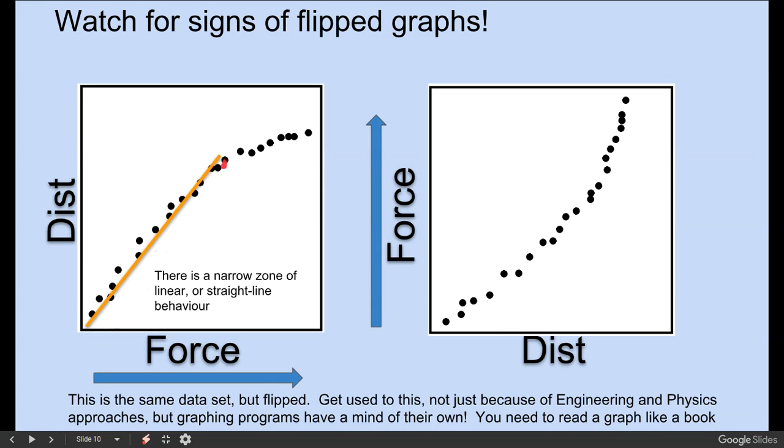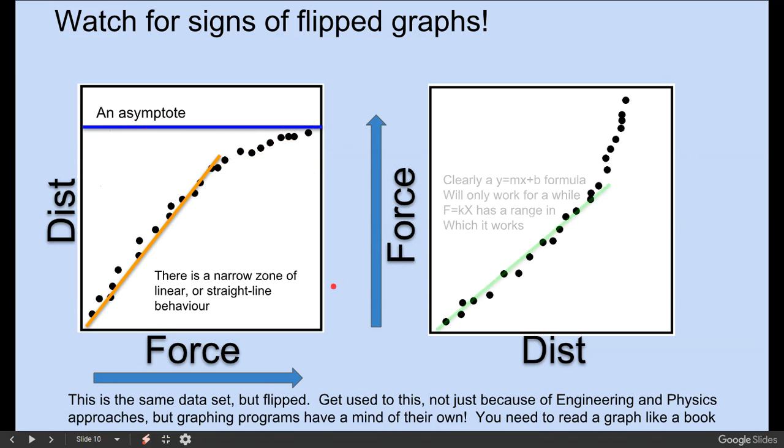So we've got a narrow straight line behavior here, and our asymptote looks like that. This spring is reaching a maximum length, and it doesn't seem like it's planning to go beyond that length. It's going to break. On this one, the straight line behavior is here, and the asymptote goes this way, because again, there is a distance this way, beyond which the spring is not stretching. So you're seeing the same data. This is very common.